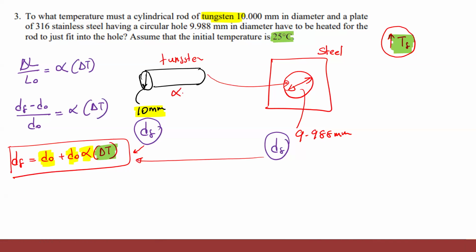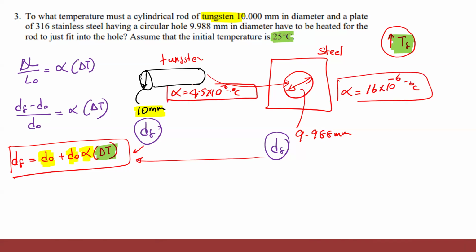Okay, so can you please write me the equations? For tungsten, alpha is equal to 4.5 times 10 to the negative 6 per degree Celsius. And for steel, alpha is equal to, it's 316 stainless steel. So it's a different one than the previous one, isn't it? So 16 times 10 to the negative 6. It's a different steel. So these two are known. Can you please write me the two equations, one for tungsten and one for the steel?